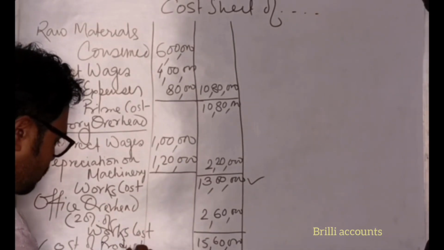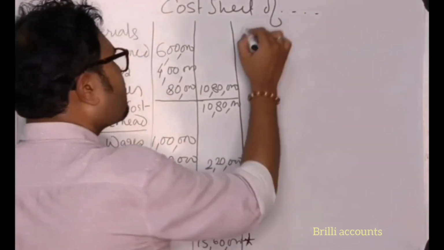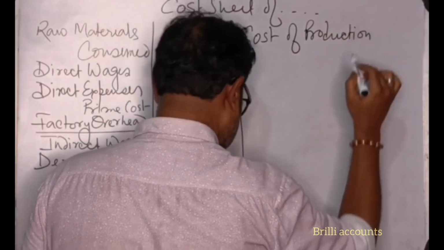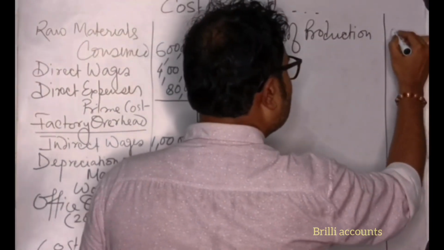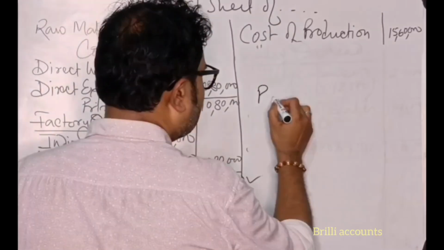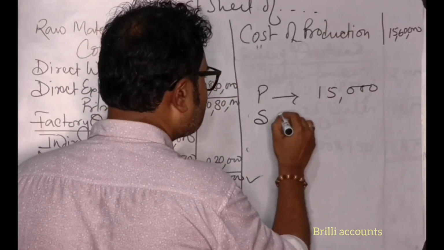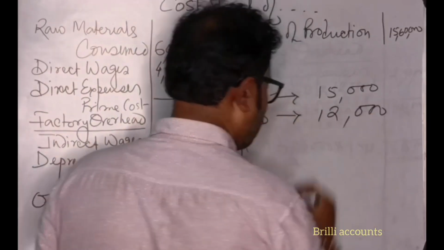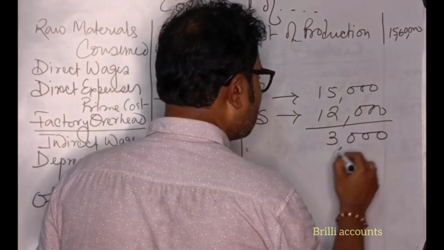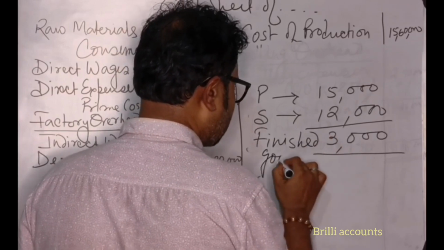Here no opening or closing finished goods has been mentioned. So cost of production is the ultimate. So I am writing again over here cost of production, 15,60,000. Then I have produced 15,000 units and I sold 12,000 units. What does it mean? It means 3,000 units I was not able to sell. This is called finished goods, unsold.